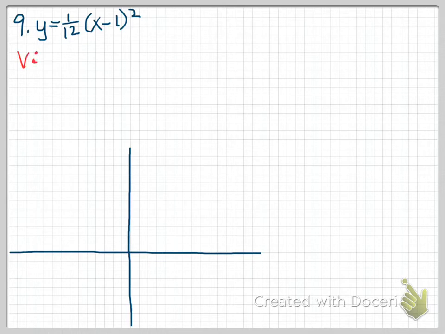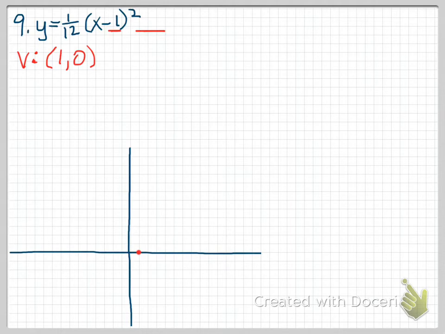Now, my vertex, if we look here, remember h and k give us our vertex. So 1 is in my h position, and I have nothing in my k position. So my vertex is 1, 0, right? All right. So 1, 0. You can see that down here on the graph.